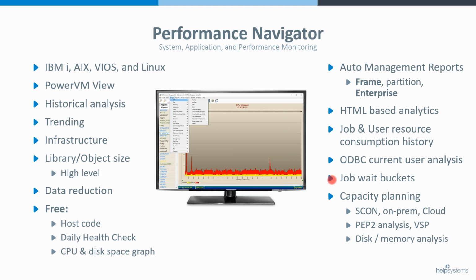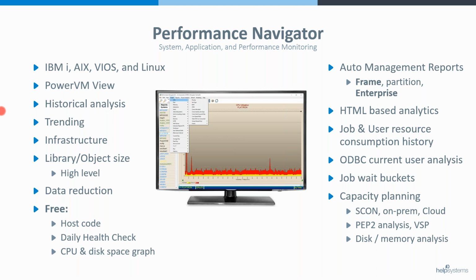And as in Robot Monitor, we can see ODBC current users. We can actually look at wait buckets. If you're familiar with iDoctor, that's one of the main things people use iDoctor for. That data is being collected by Collection Services dynamically all the time anyway, right? So with a few clicks of a button, you can get the same data that you potentially get out of the iDoctor product, right? And of course, the last thing is capacity planning, which is a whole different other webinar series.